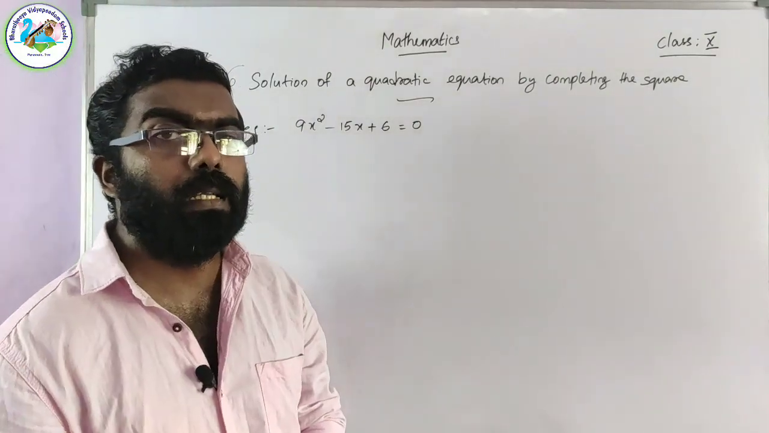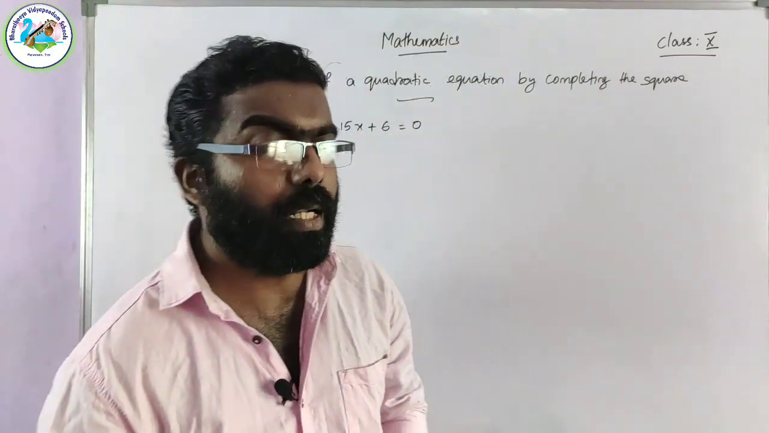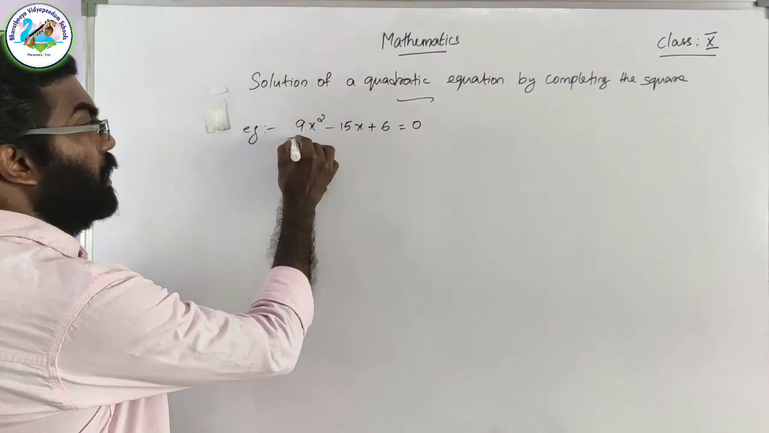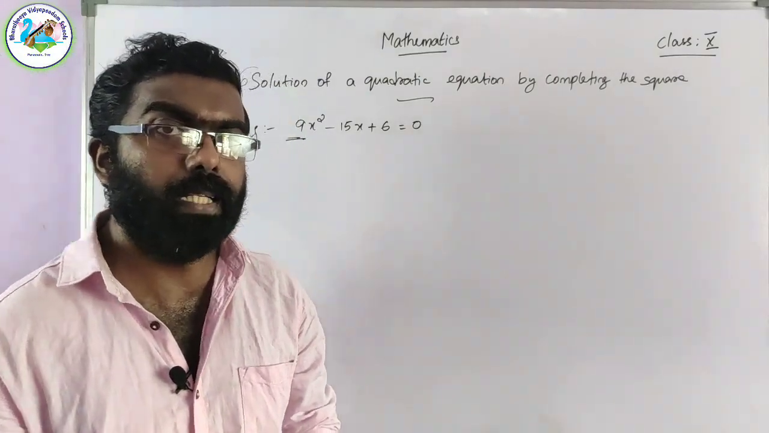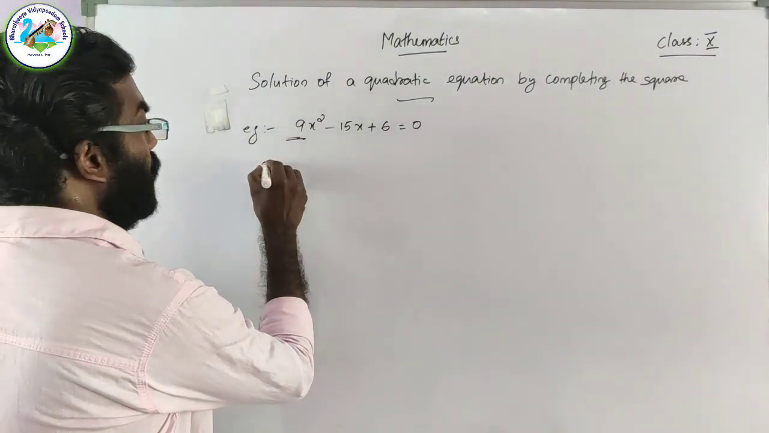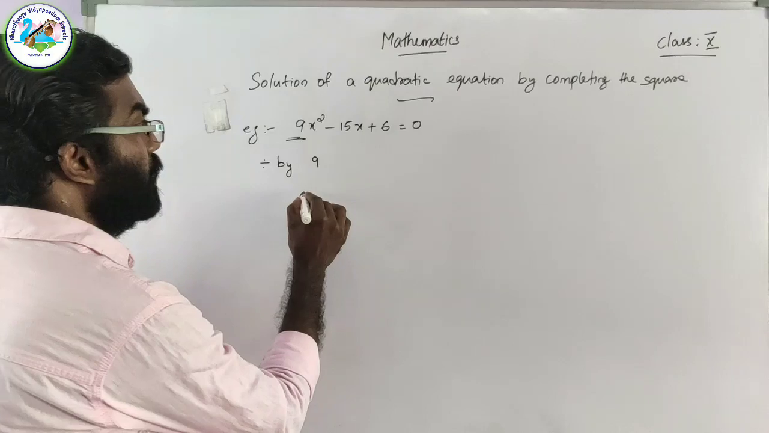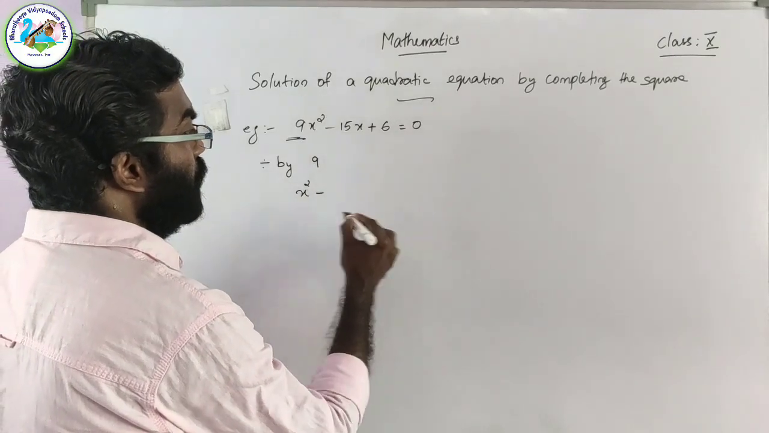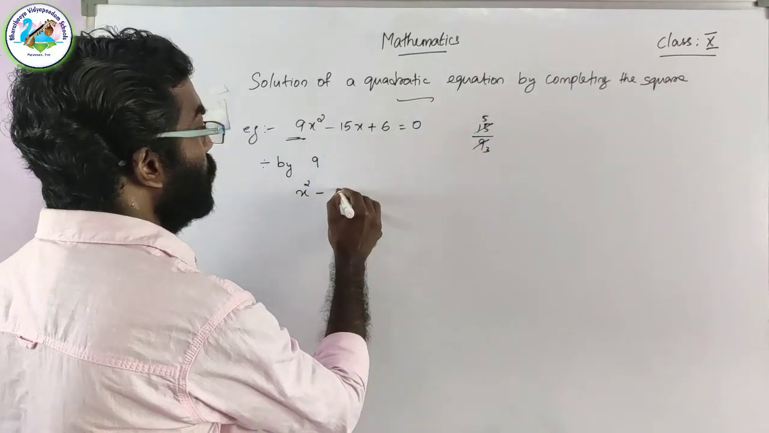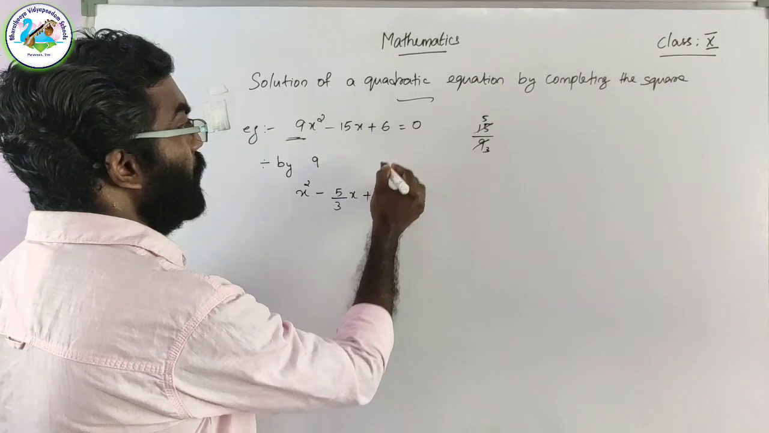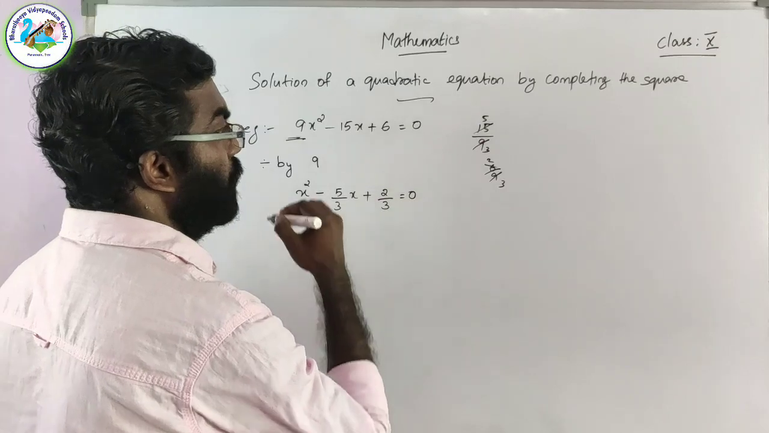Here the first step is make sure that the coefficient of x square is 1. Okay, here what is the coefficient of x square? Here it is 9. So we have to make the coefficient of x square as 1. That is the first step. For that we can divide the entire equation by 9. Dividing by 9, what we get? x square minus 15 by 9, we can cancel, 5 by 3 x, plus 6 by 9, 6 by 9 is 2 by 3, which is equal to 0.